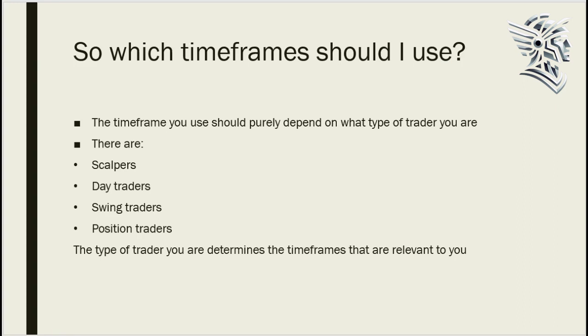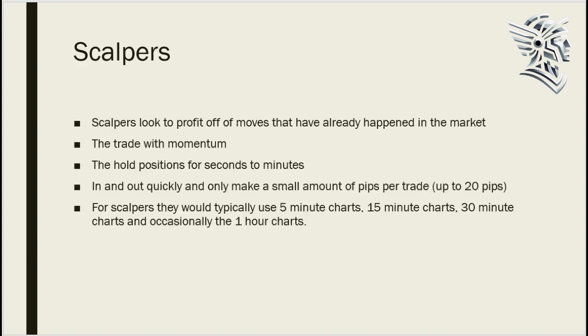There are 4 main types of traders: scalpers, day traders, swing traders, and position traders. The type of trader that you are will directly determine what time frames you should be using for your trades. So scalpers look to profit off moves that have already happened in the market. They trade heavily with momentum, and they only hold their positions for a few seconds to even a few minutes.